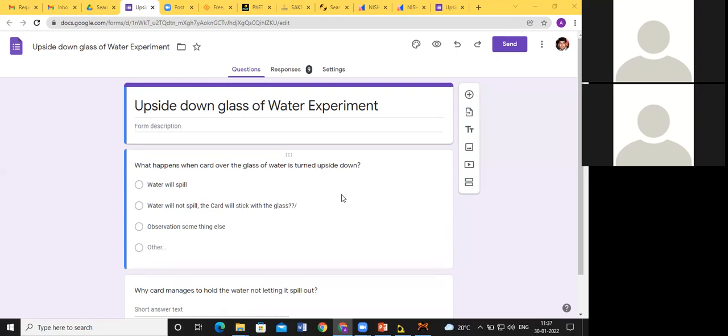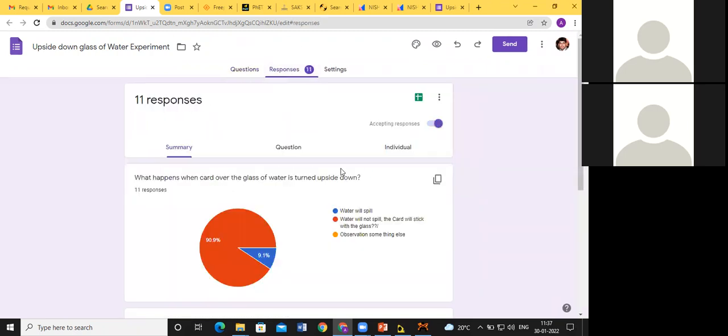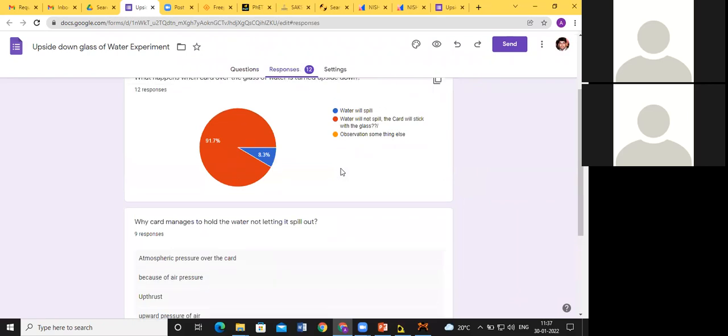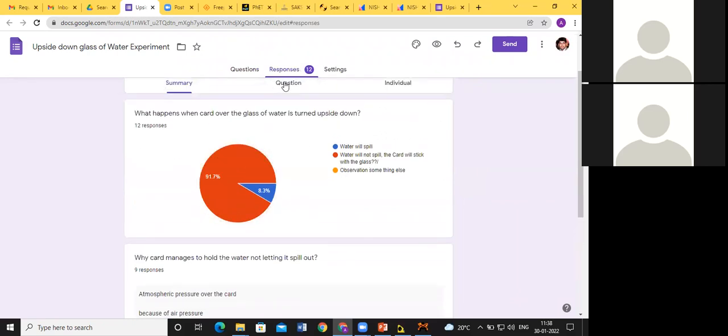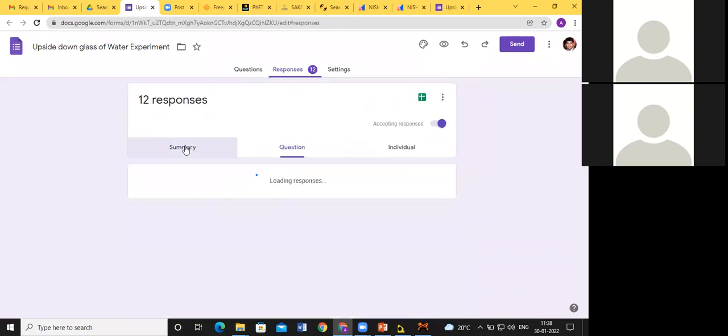Okay, so let's see what I have done. I have got two questions on the upside down glass of water experiment: what happens? You have to choose one and answer. Now I have got the responses of 10 persons, and you can look at this one.